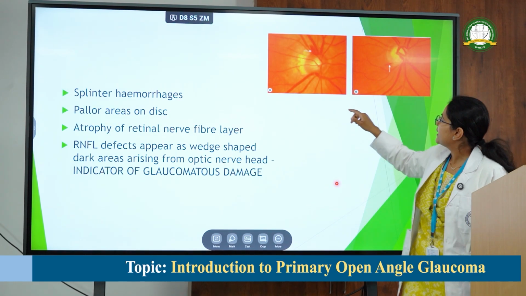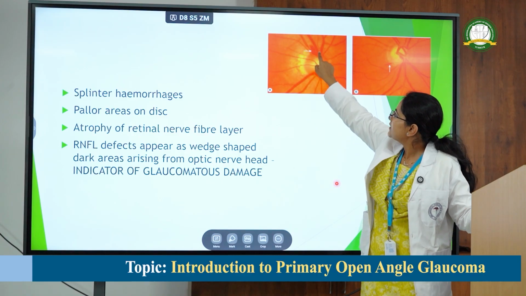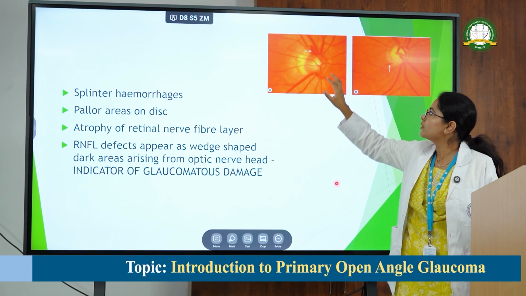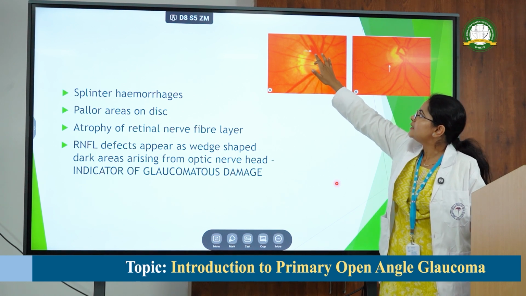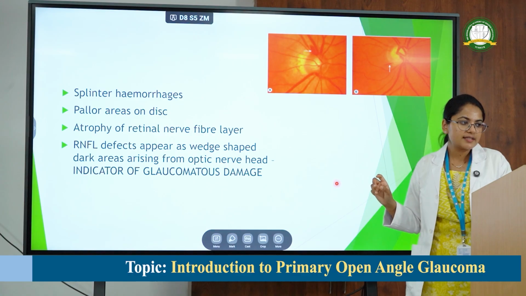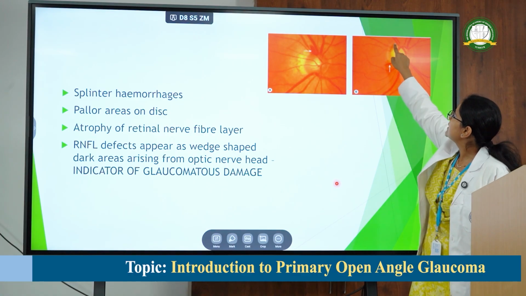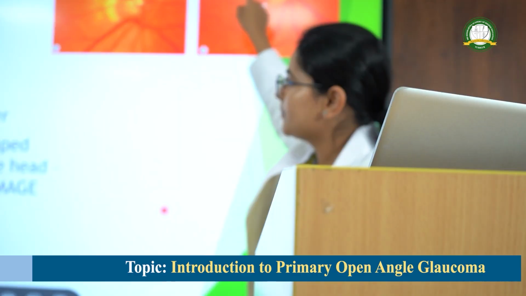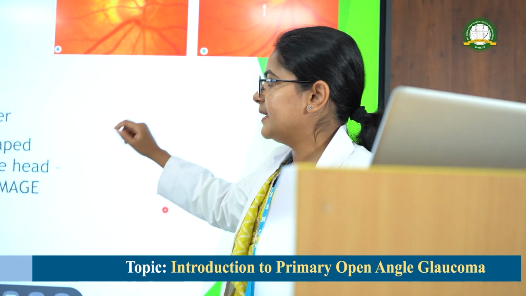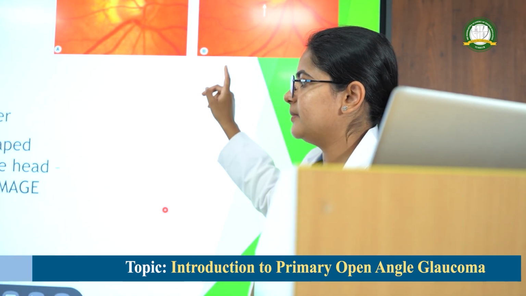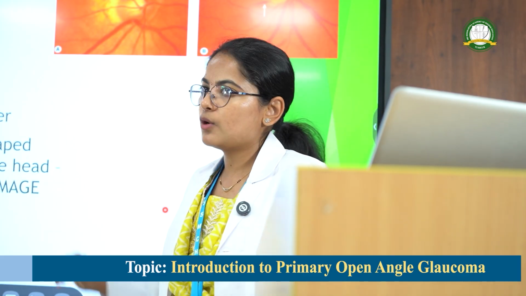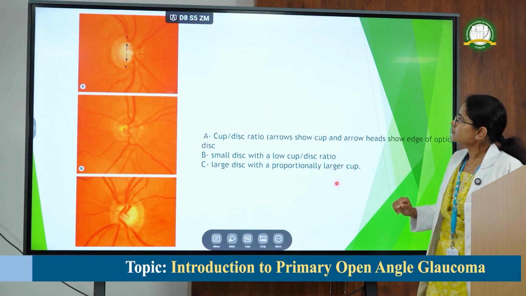Now splinter hemorrhages. You have seen here, it is generally more commonly seen in the inferior temporal region. Hemorrhage seen on the disc is more commonly observed in normotensive glaucoma patients. Then pallor area of the disc. This is pallor area of the disc. Then atrophy of retinal nerve fiber layer. Retinal nerve fiber layer defects appear as wedge-shaped defects arising from the optic nerve head. It is the indicator of glaucomatous damage.